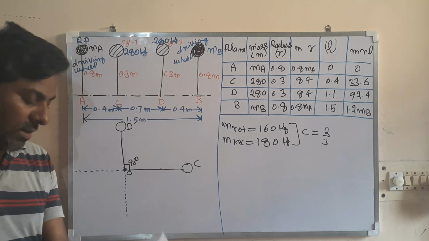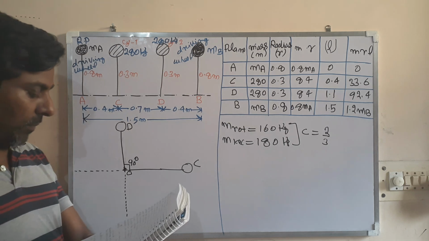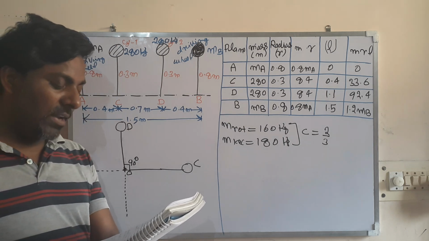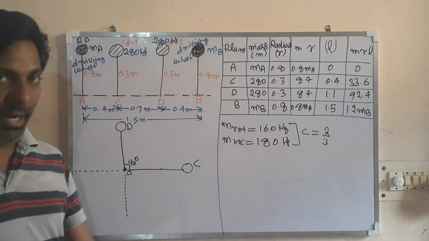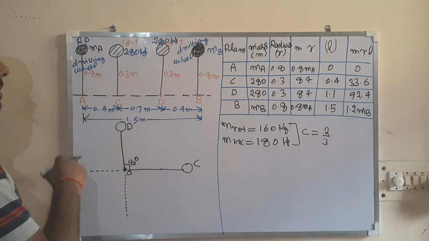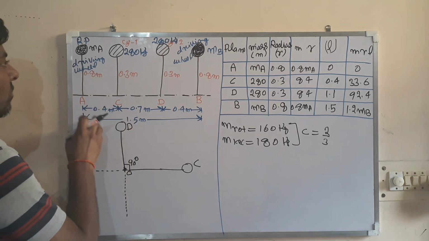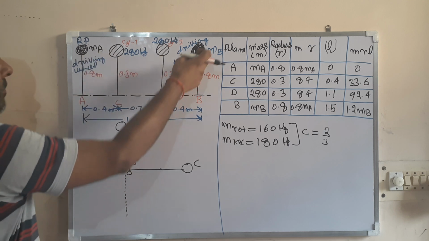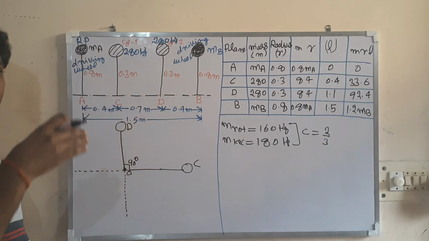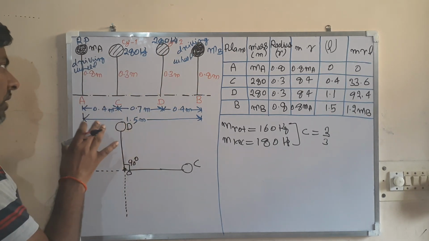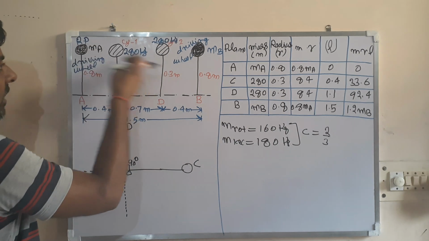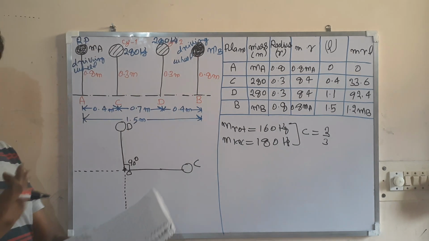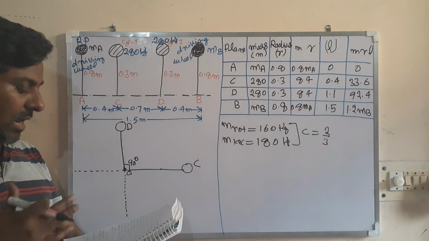That is what is given. Let us see what they are asking. They are asking us to find the magnitude and the position of the balancing mass. So the unknowns are the balancing masses MA and MB, and their angular positions. Its magnitude and its angular position they are asking.